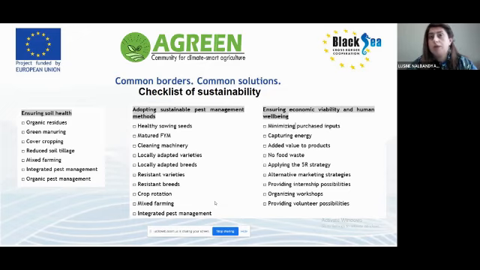So these are the main components of our checklist, and this will help to see whether the farm which is managed by you is sustainable or not.